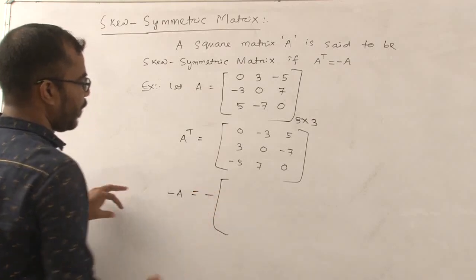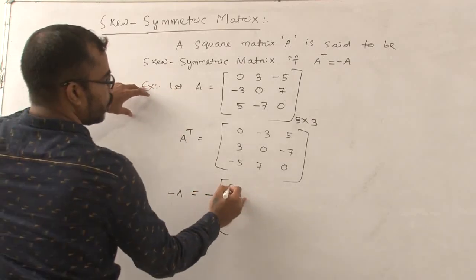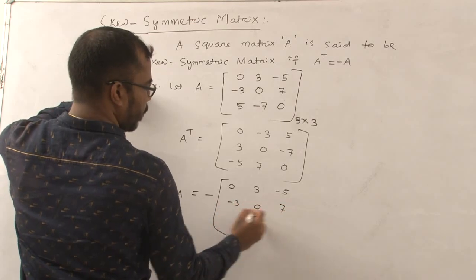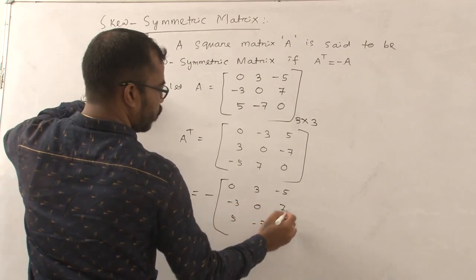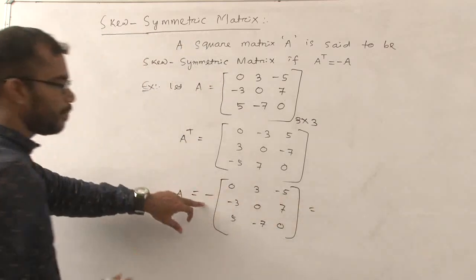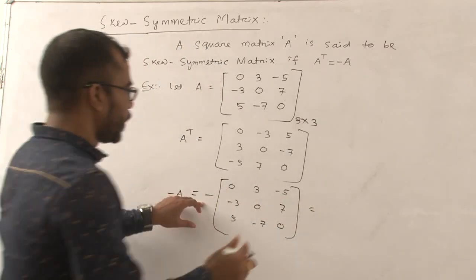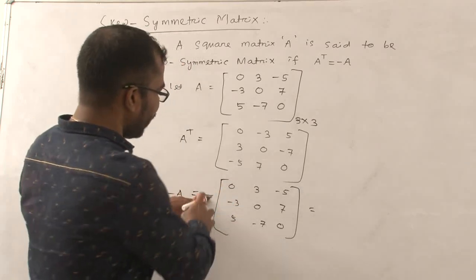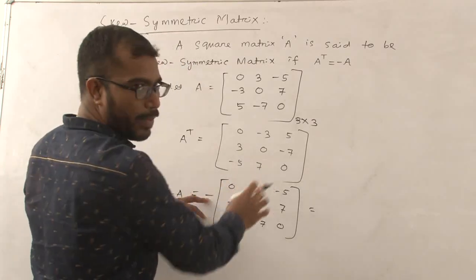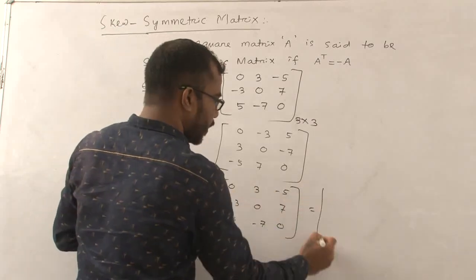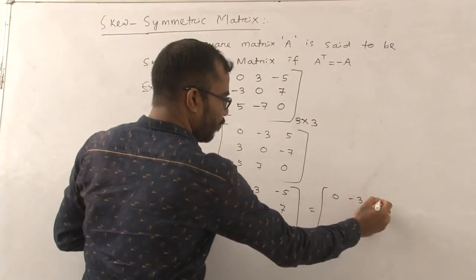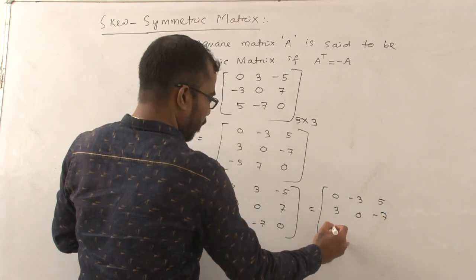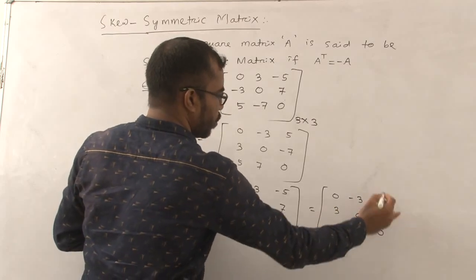So minus A, where A is 0, 3, minus 5, minus 3, 0, 7, 5, minus 7, 0. If we multiply by the negative sign, because it is a scalar multiplication, scalar multiplication means every element, all entries, are multiplied. So we get 0, minus 3, 5, 3, 0, minus 7, minus 5, 7, 0.